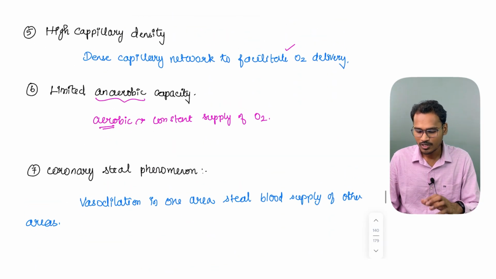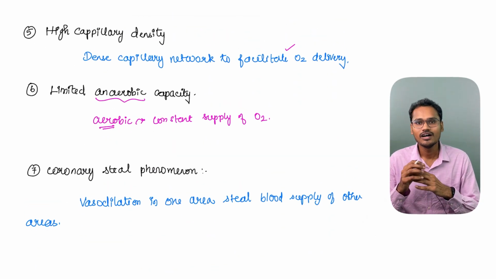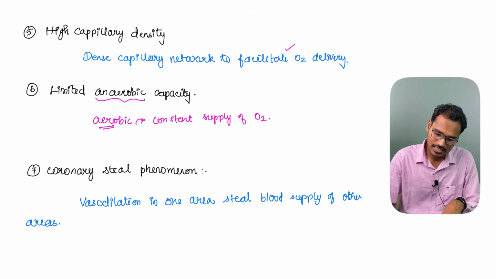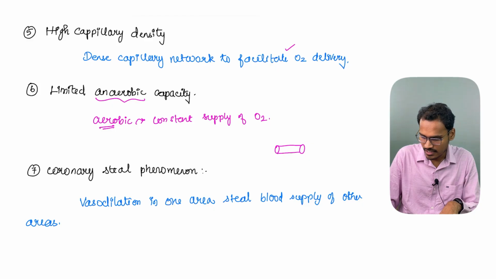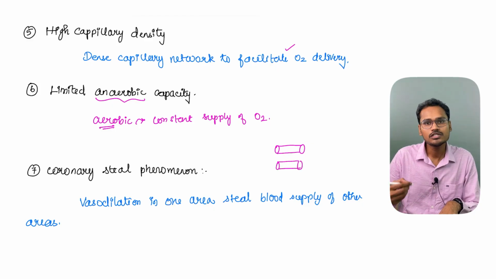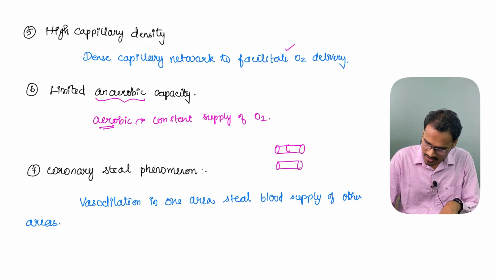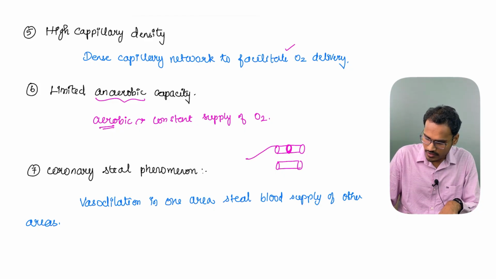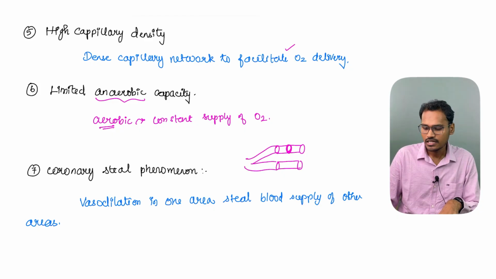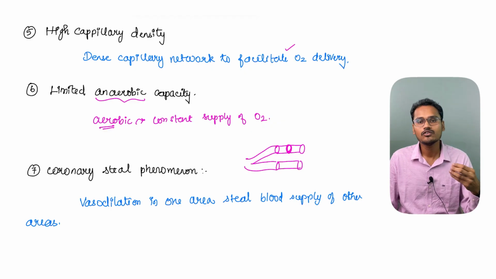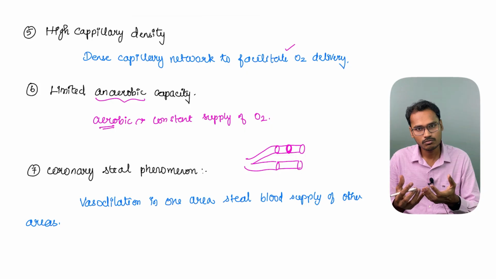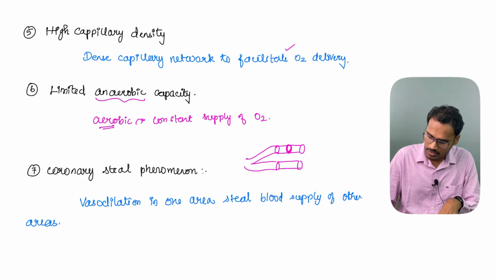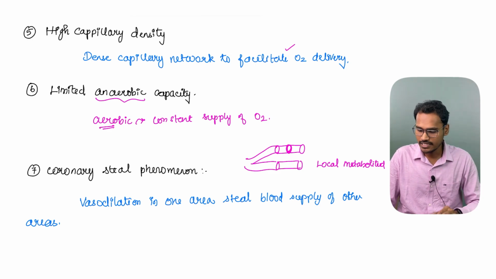Next, there is one phenomenon called the coronary steal phenomenon. What is this coronary steal phenomenon? Let's try to understand with two vessels. For example, there is one vessel like this, and there is another vessel like this. Suppose in one of the vessels there is some obstruction. Now, let's assume both of them have come from the same main artery. Now, during any kind of activity, the heart will require more blood supply. So naturally, there will be formation of local metabolites. Now, these local metabolites will try to dilate the vessels.